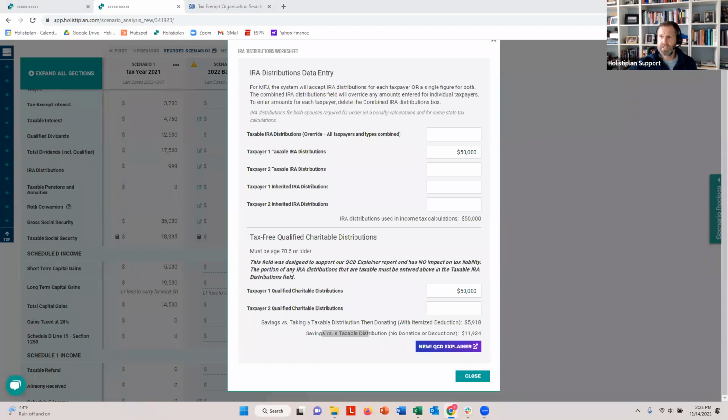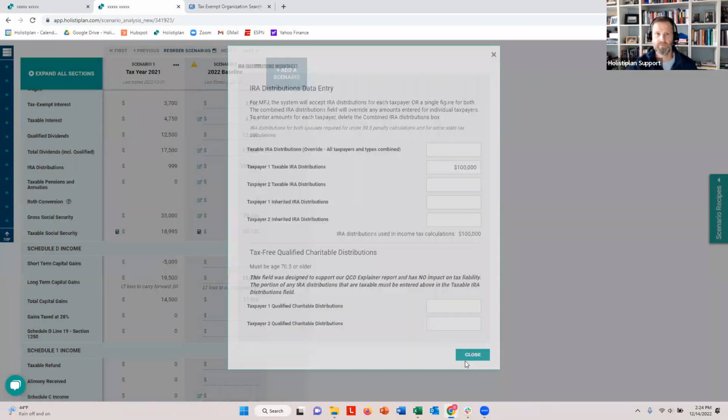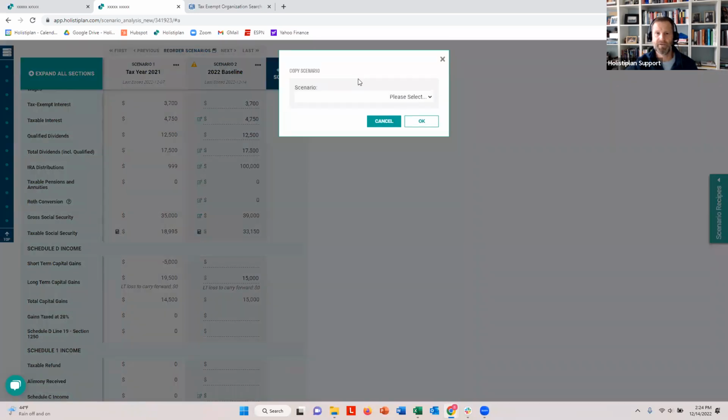So Adam asked a question, can you briefly explain why the QCD is better than taking a taxable distribution and then donating? Sure. So I think actually one way of looking at that, Adam, would just be, let's run two side-by-side scenarios, right? So let's make this one our baseline. And we'll say we've got $100,000 IRA distribution in taxpayer one for our baseline scenario. I'm going to add a scenario. I'm going to copy from my baseline.